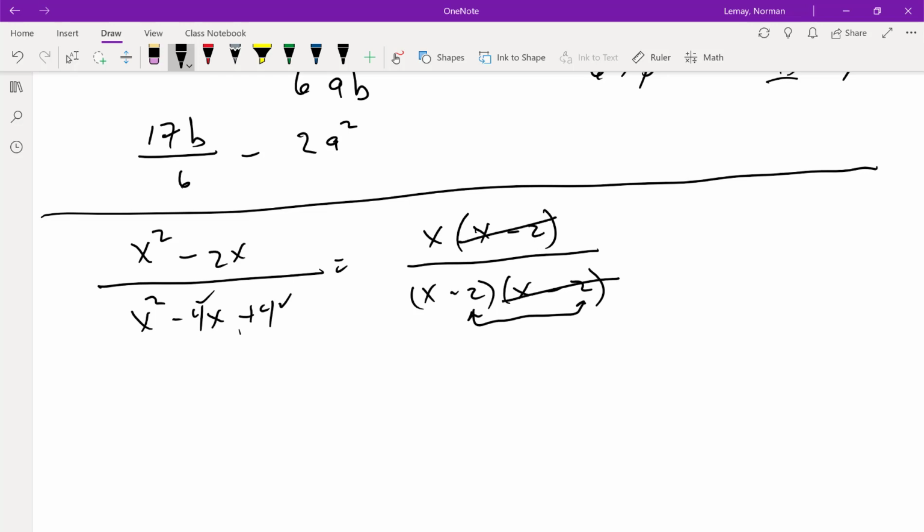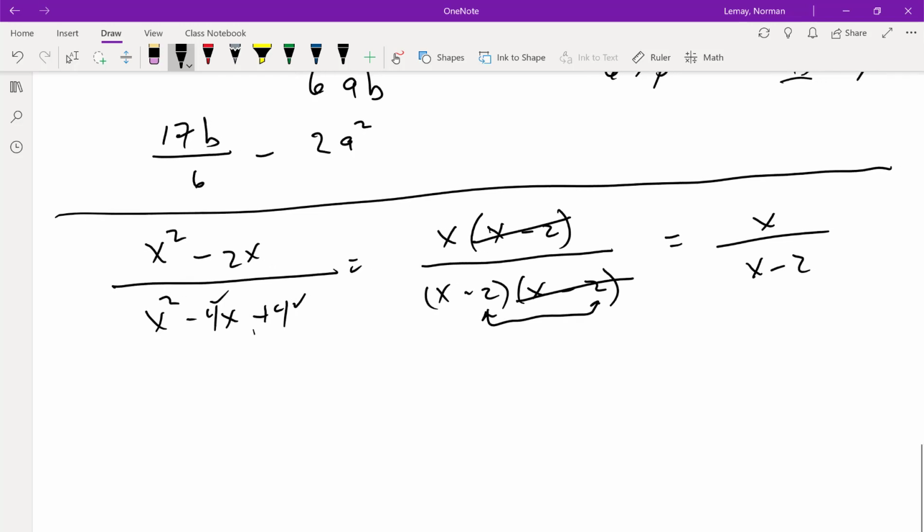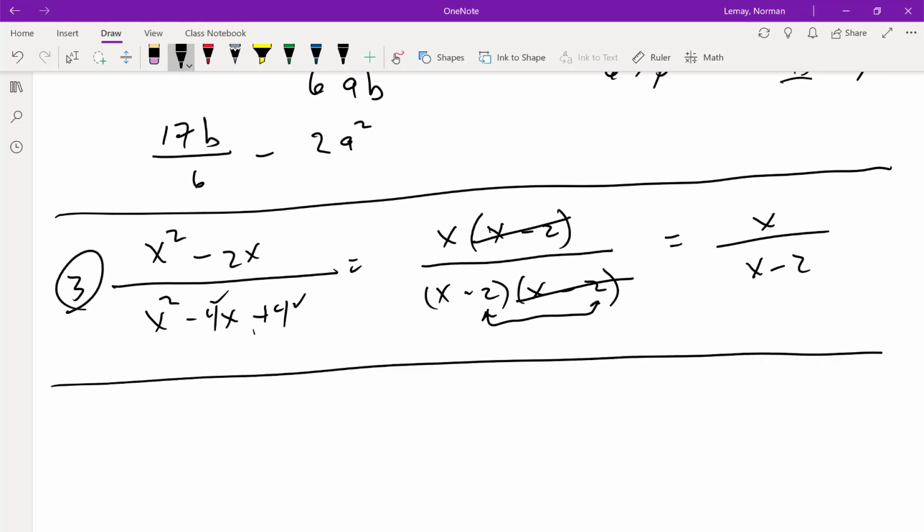So now we can go on this highly mathematical term, I say, our slashing spree. We can cancel out the x minus 2's. Notice we're left at the top with the x, and on the bottom we get our x minus 2. So that is now fully reduced.